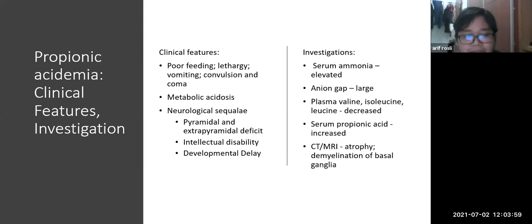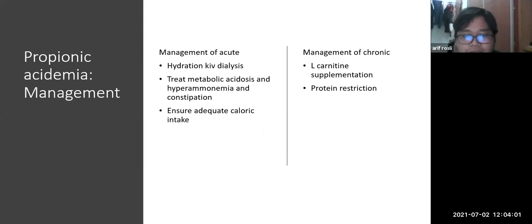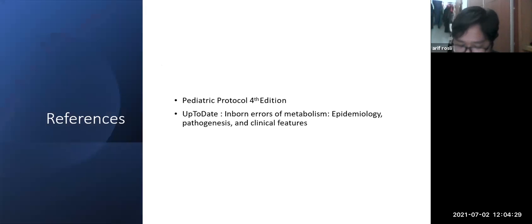Lastly, for acute management, we will give hydration for diuresis and keep in view for dialysis if necessary. We want to treat metabolic acidosis, hyperammonemia, and also constipation, and ensure adequate calorie intake. For long-term management, we will give L-carnitine supplementation and protein restriction. So that's all from me.